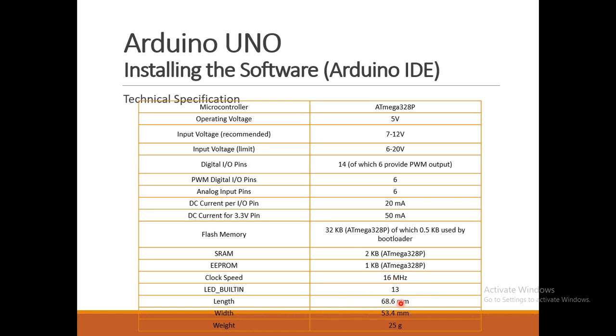So these are the length and width specifications of the board. The length is 68.6, the width is 53.4. The weight is only 25 grams.